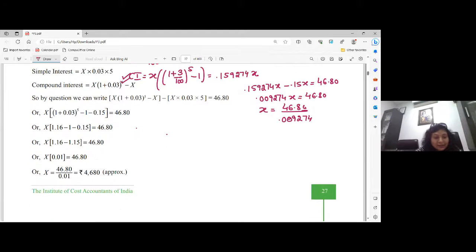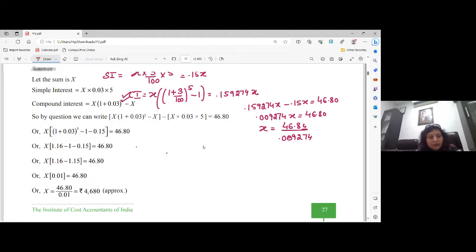So our x is... there is some mistake in the question, 1.03 to the power 5. So this will be 0.159. They took it 0.16, bacha. So that's why 0.16 minus 0.15, that becomes 0.01. So if we do 46.86 divided by 0.01, so answer is 46.86 divided by 0.01.